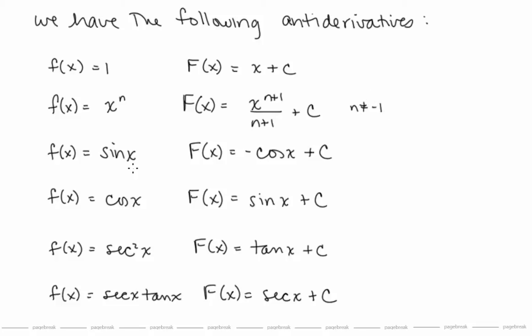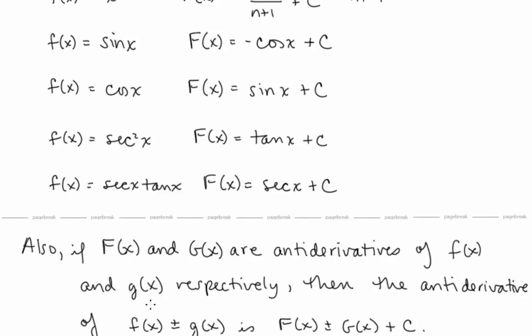The antiderivative of sine x is negative cosine x plus c. The antiderivative of cosine x is sine x plus c. The antiderivative of secant squared x is tan x plus c. And the antiderivative of secant x tan x is secant x plus c. In all of these cases, we can take the derivative of capital F and we'll get back little f. That's how we're finding the antiderivative.